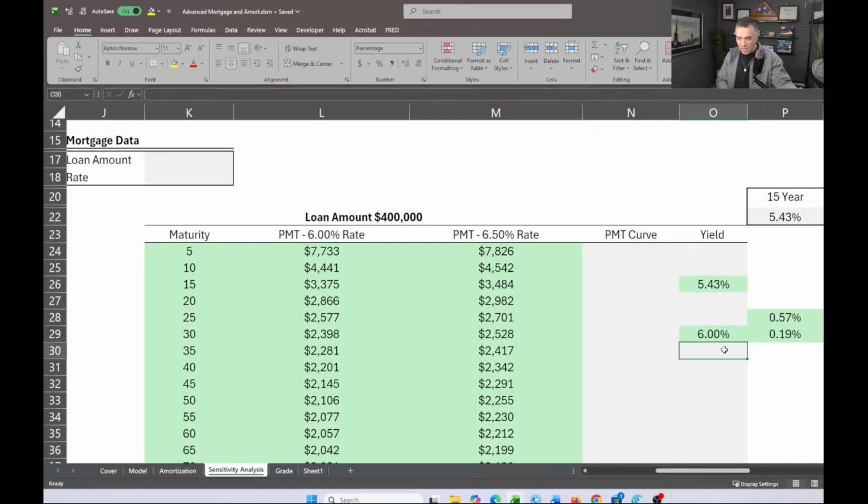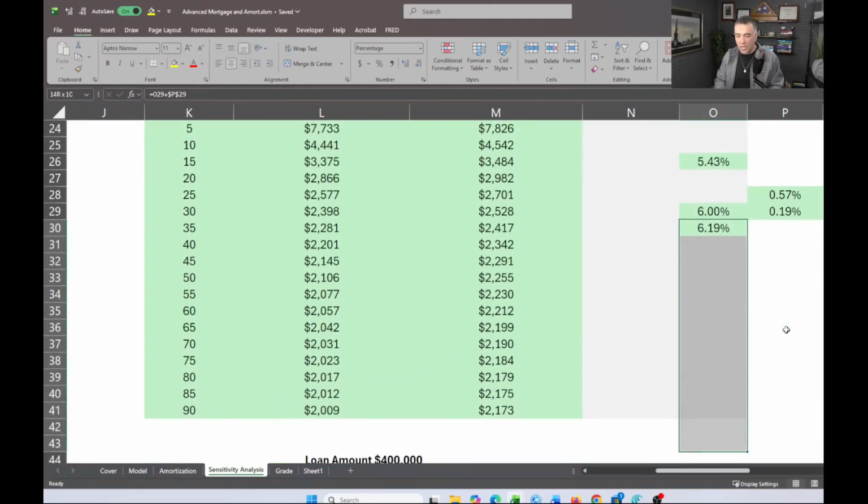So now what we can do is make a logical assumption that it's going to be increasing by 0.19% every 5 years. It's not perfect, but it made sense to me. I think this is a simple way of looking at it. Let's freeze that. So we can make our assumption that if we went from a 30 to a 35, that's what it'll look like. Now I could drag this all the way down, Control D.